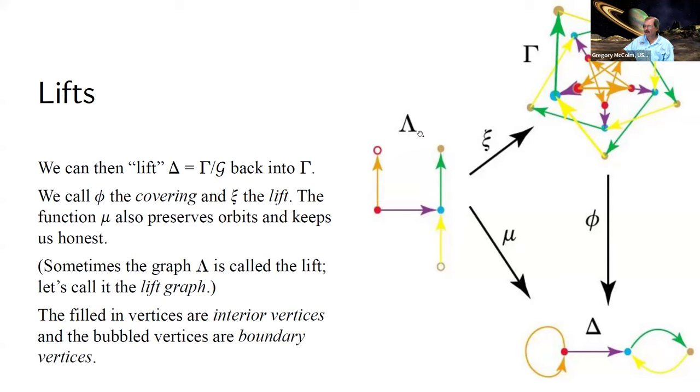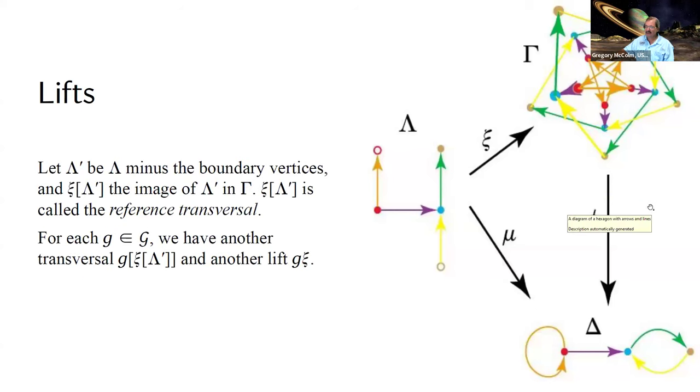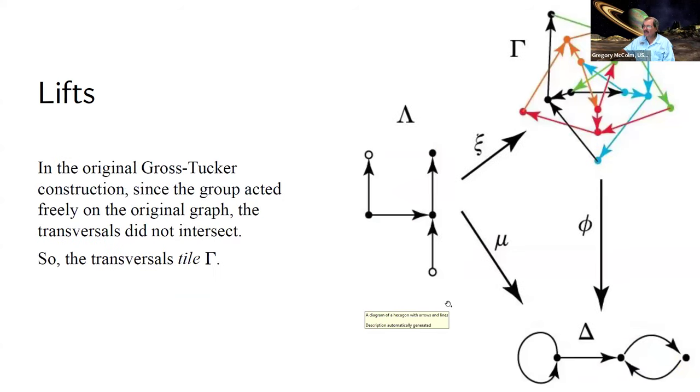The topologists vary in whether to call the graph the lift or the map the lift, but the idea is that you are lifting the quotient up back into the original graph. And we want to focus on the interior vertices and the edges because those intersect each orbit exactly once, just as there's exactly one edge for each edge orbit in the quotient and one vertex for each vertex orbit in the quotient. So what we do is we say these edges and the interior vertices are mapped to a copy of the lift graph inside of the original graph.